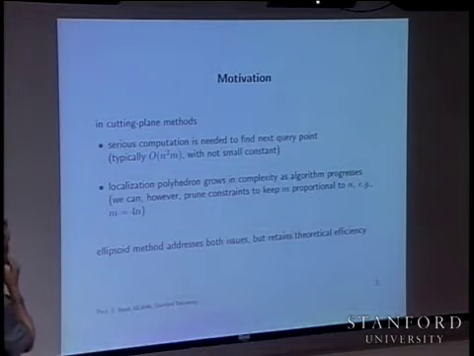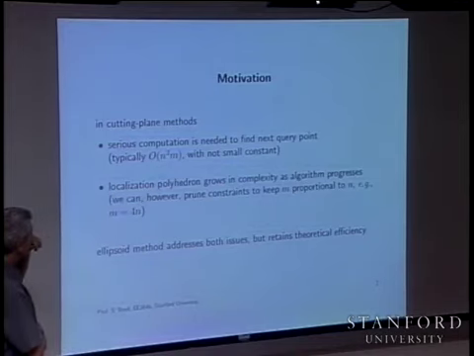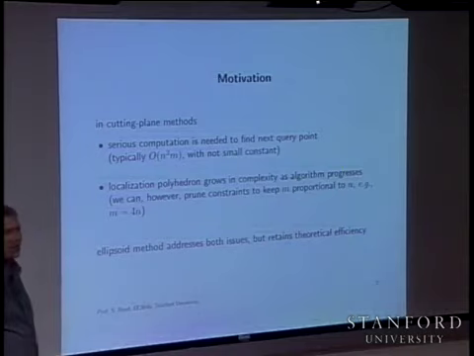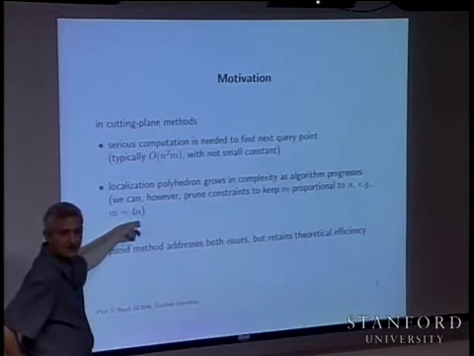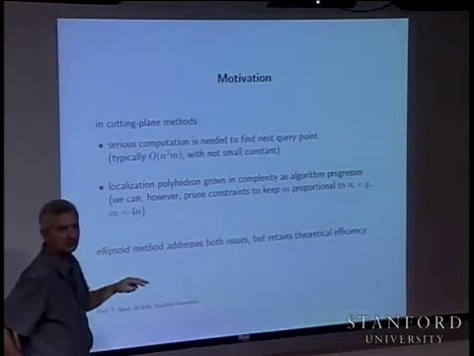Okay. Oh, we just talked about this at great length. The other issue is this: the localization polyhedron grows in complexity as the algorithm progresses. We already talked about that. Now, I have to say, if you keep it proportional to n, like this, then this second bullet is not a problem in practice.